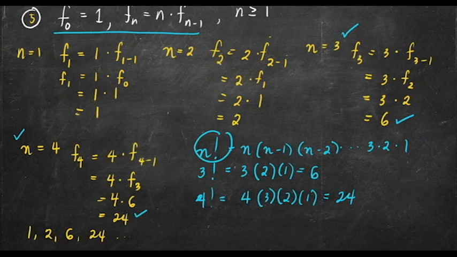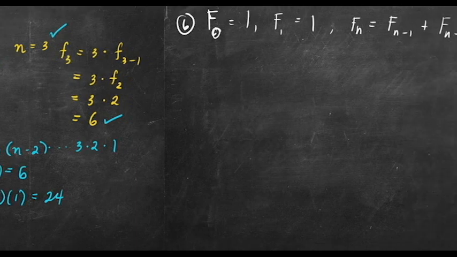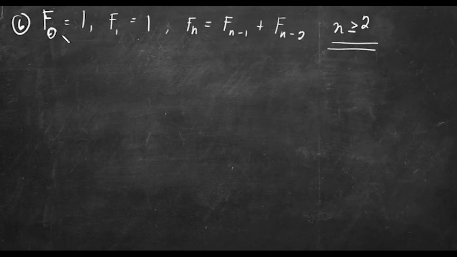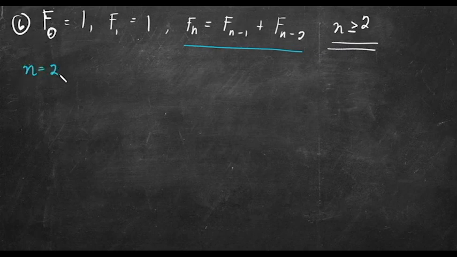For number 6, bigay ko sa inyo ito: f sub 0 equals 1, f sub 1 equals 1, parehas 1. Your recursion formula is f sub n equals f sub n minus 1 plus f sub n minus 2 for n greater than or equal to 2. So sa 2 ka mag-start. So you'll compute for n equals 2, n equals 3, n equals 4, n equals 5.